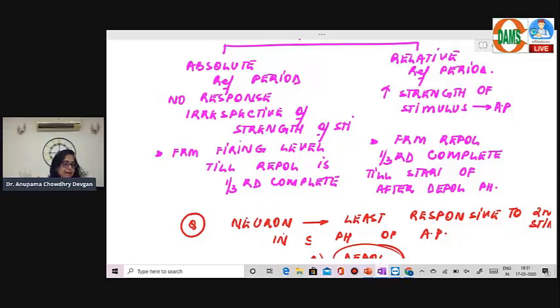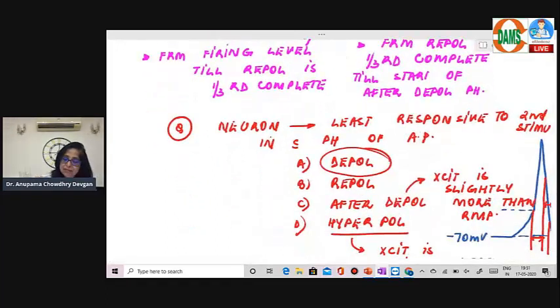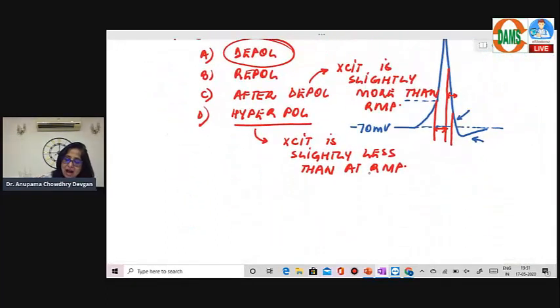Maximum in hyperpolarization, who told you that? Sanjana, have I said that? In the hyperpolarization phase, the excitability is less than RMP. It is even lesser excitable as compared to resting membrane potential. Okay? All right.